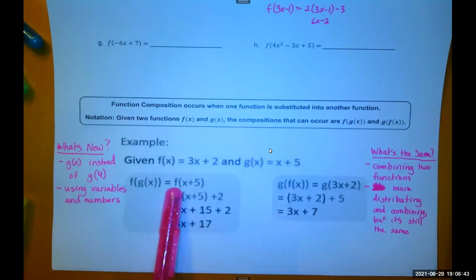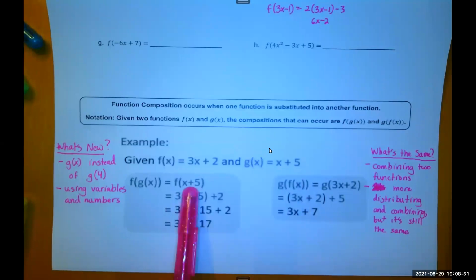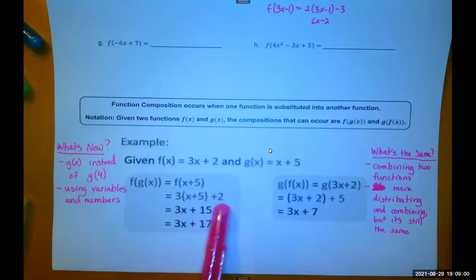So for f, we would put x plus 5 into all of the x spots because g of x is x plus 5. After we do that, we go from 3 times x plus 2. X plus 5 is now in the x spot, so it's 3 times the quantity of x plus 5 plus 2. Multiplying both x and 5 by 3 with the distributive property, 3x plus 15 plus 2. We have 3 terms. 2 of them are common terms. They get combined to make 3x plus 17.